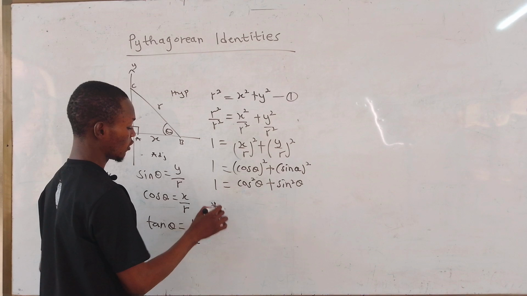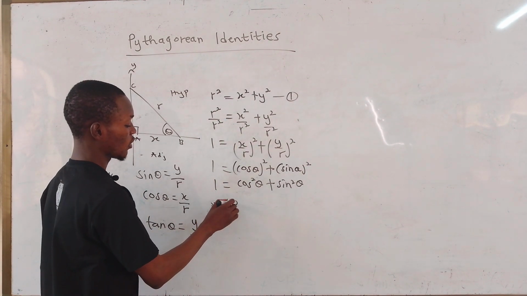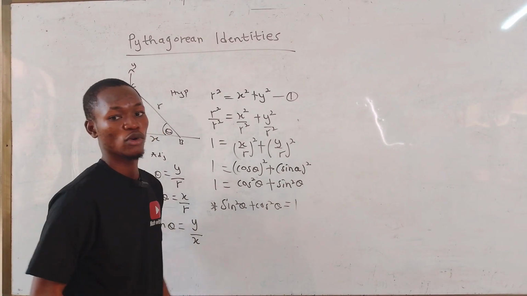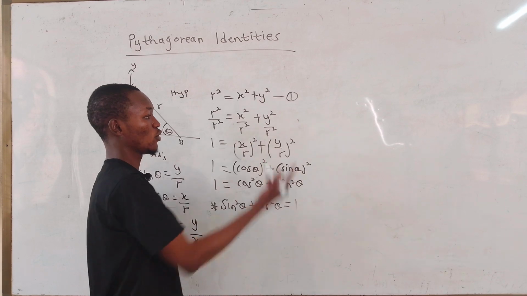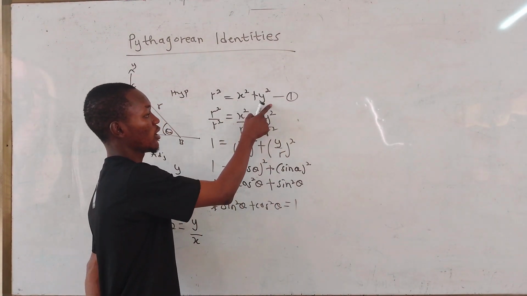Now this gives us our first Pythagorean identity, which is sine squared theta plus cos squared theta, which is equal to 1. That is the first Pythagorean identity. Again, we are going to consider the first equation that I wrote here, which is r squared is equal to x squared plus y squared.